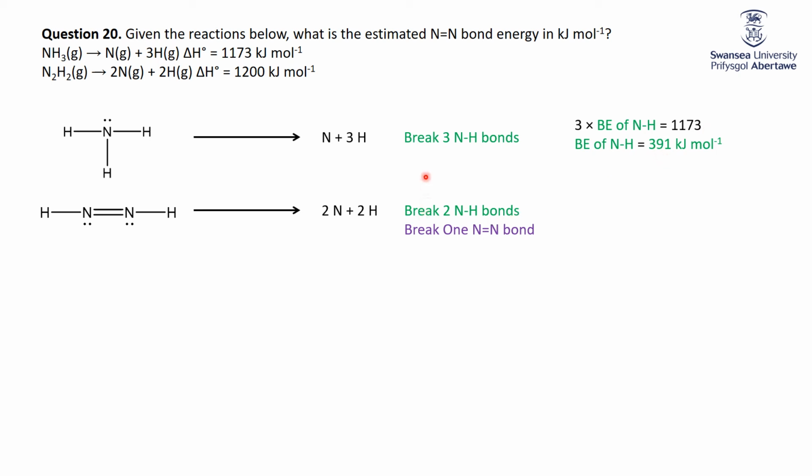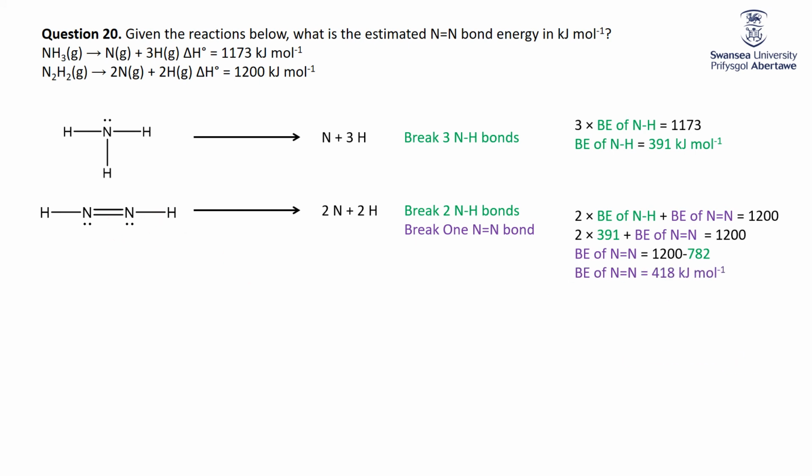Down here, I'm not just breaking 2 NH, I'm breaking an N double bond N, and those add up to the 1200. Well, I already know what the NH is, it's 391. I don't know what the N double bond N is, but I can figure it out now. N double bond N is the 1200 overall, minus 2 of the NHs, because this 1200 corresponds to breaking an NH and an NH and their NN double bond. So the NN double bond, 418 kilojoules per mole. Fun little questions. Conceptually, I think easy.